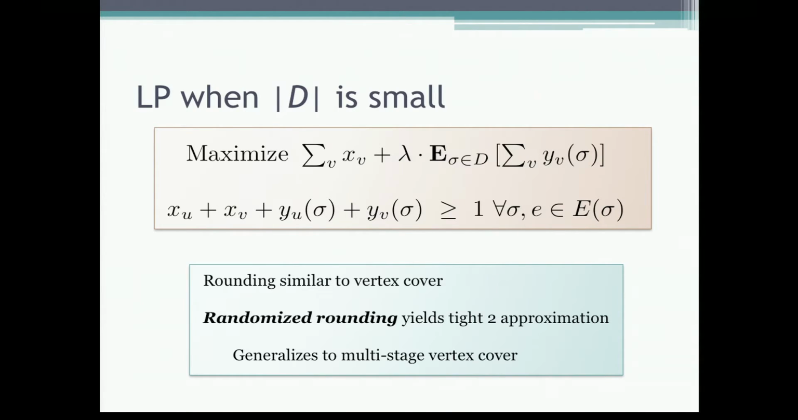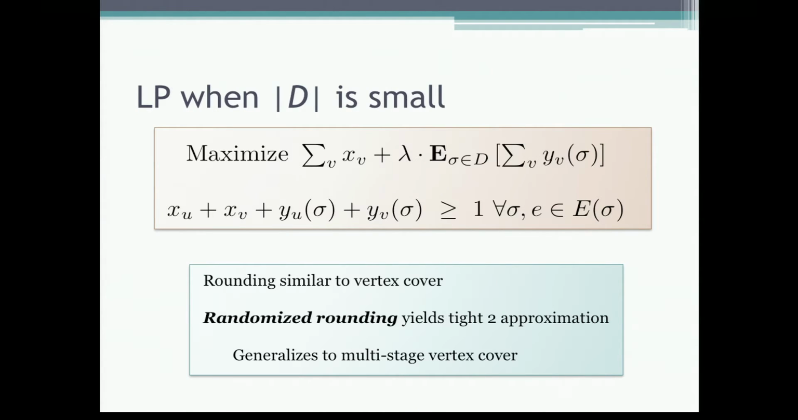Now you have exponentially many constraints because for every realization sigma, you need a constraint saying that you cover every edge in sigma. Suppose the edge is u comma v: either one of u or v is covered in the first stage, or they are covered in the second stage if the edge E is actually realized in this scenario sigma. Is that clear? For every scenario sigma and for every edge E that gets realized here, you need a constraint saying that that edge is covered, either in the first stage or in the second stage.